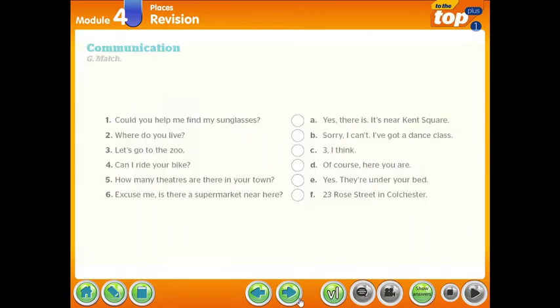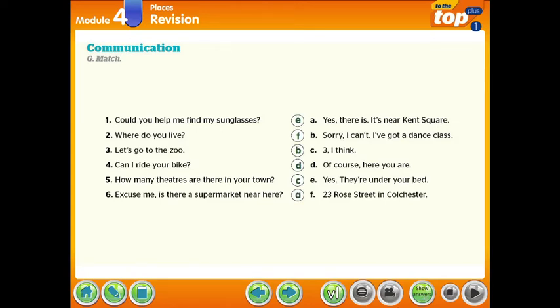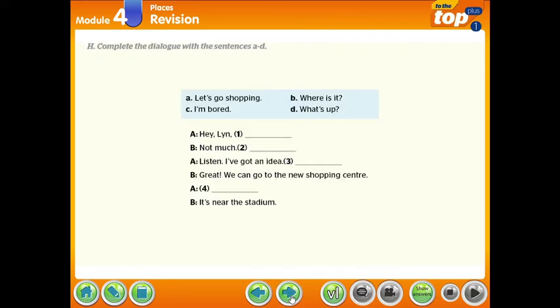Okay, let's move on and combine some of the questions and the answers. And this is the winning combination. Do you do the same? Okay. The dialogue should be completed with these 4 sentences which you can see above. Complete the dialogue with the sentences. Is it like this? Okay.